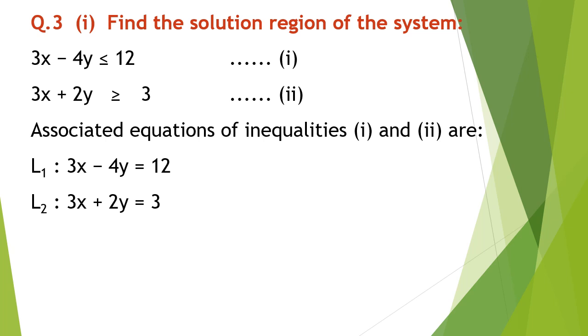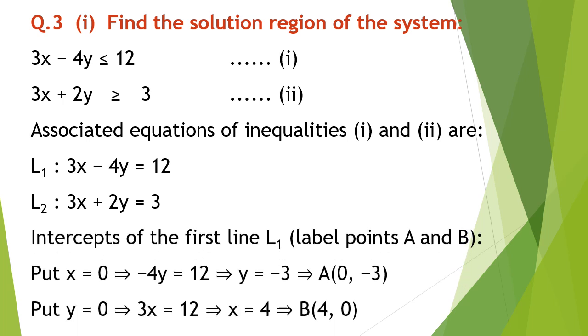of equality. In the next step, students, we have to find the intercepts for both L1 and L2, both of the lines or both of the equations. To find the intercept, students, first we will take the first equation, that is 3x minus 4y equals 12.